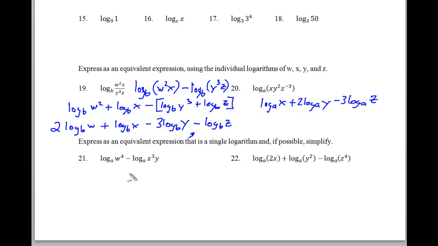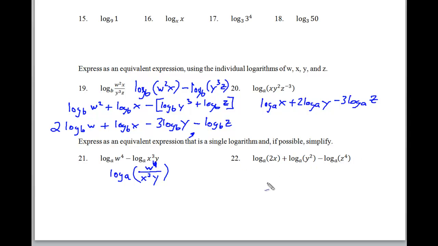Now what we're going to do for problems 21 and 22 is we're going to actually put these together. So you'll notice that these are being subtracted, so here we have log base a, and we'll have actually a numerator and a denominator where we're going to have w to the 4th power in the numerator. I know that just connected there, but just w to the 4th. And in the denominator, we got x cubed y, which is pretty darn cool.